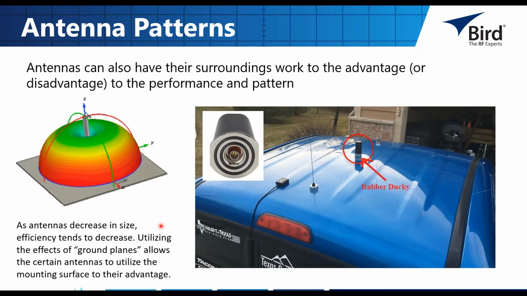And when we're thinking antenna patterns, we can also think about how our antennas are going to be affected by their immediate surroundings. So typically, as antennas decrease in size, the efficiency is going to go down, but we can make use of ground planes. For example, something like this, where we have a rubber ducky mounted on the top of a vehicle, and we can use this to help make the antenna look larger and increase the efficiency. And we're actually going to be able to have the energy radiating off of it like it was all sort of one piece.